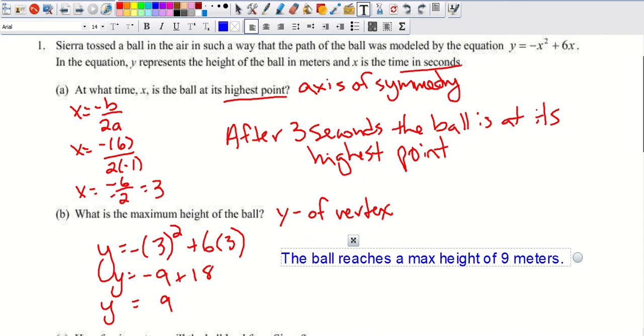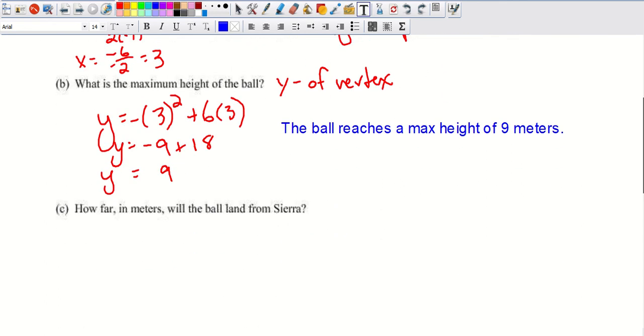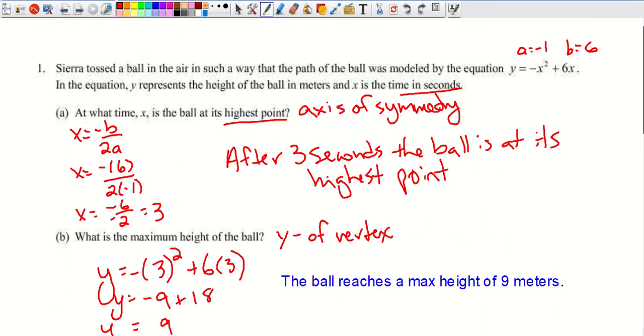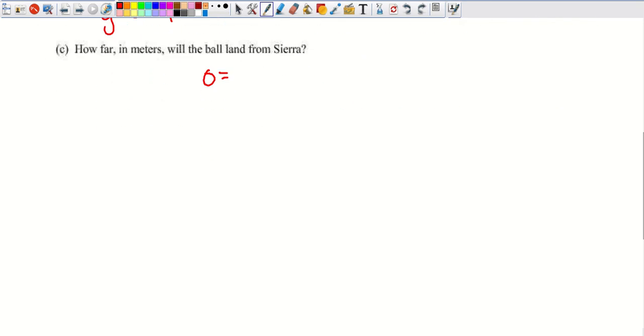All right. And the last thing we want to do is how far will the ball land from Sierra? Remember, those are the roots. So we want to take our equation and set it equal to 0. So 0 equals -x squared plus 6x. We can't deal with that negative in front, so we're going to divide everything by a -1 to flip the sign. So 0 is equal to x squared, and this is -6x.